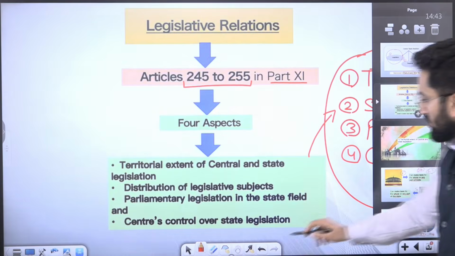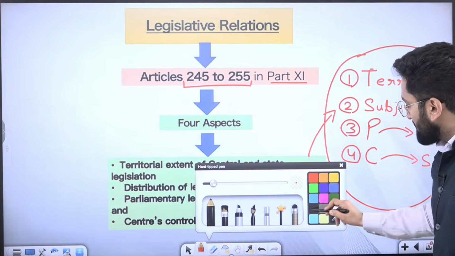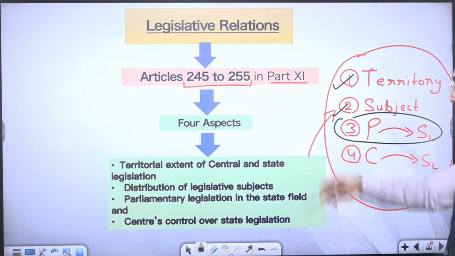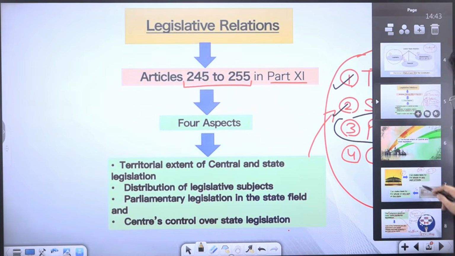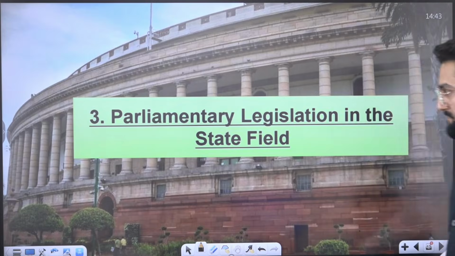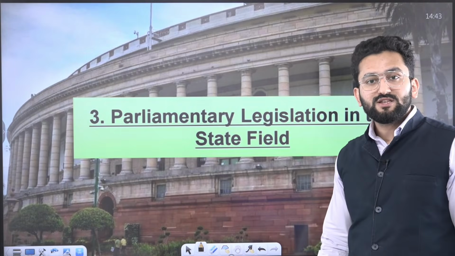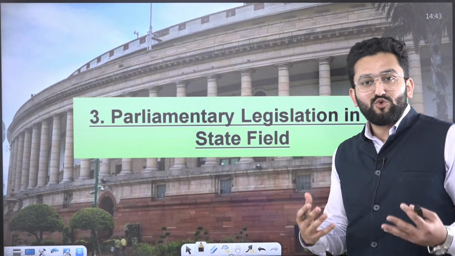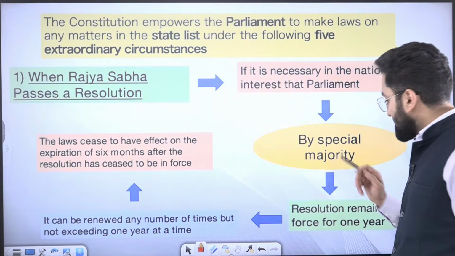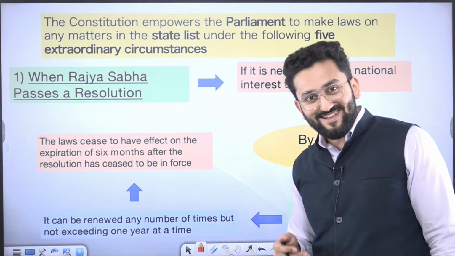I told you there are 4 aspects. Out of this, we are on third. First, second, now we are on third. It means Parliament having a say on the legislative power of the state legislature. So how can this happen? In this case, Rajya Sabha's role comes into being, because Rajya Sabha represents state interest. It is considered so, at least.